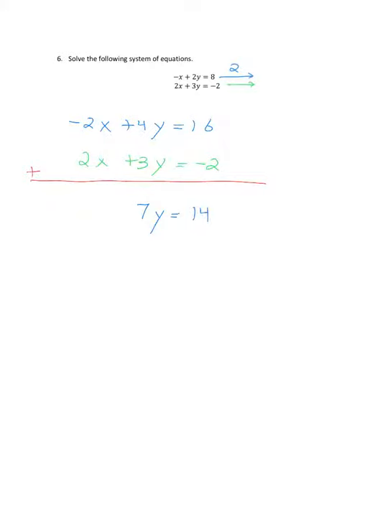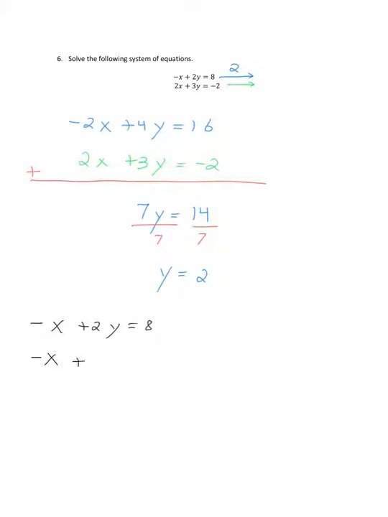This one's going to work out nicely because if I divide both sides by 7, I get that y is equal to 2. The only thing that I don't know is x. I think I'll go back to the very first equation and figure out what that is. So I'm going to take negative x plus 2y is equal to 8 and simply put y is equal to 2 here.